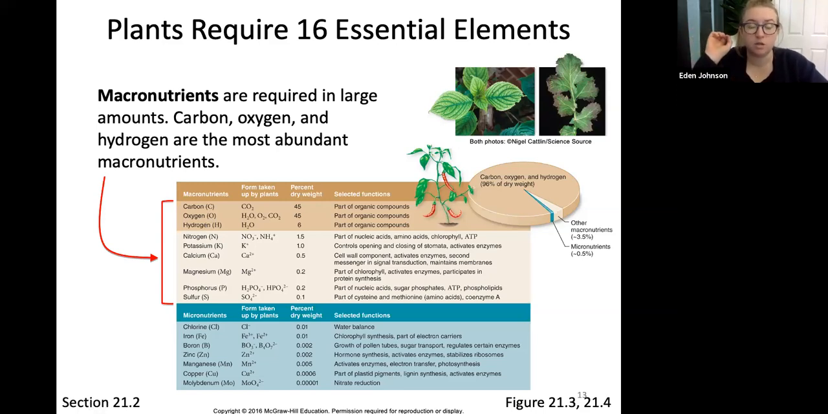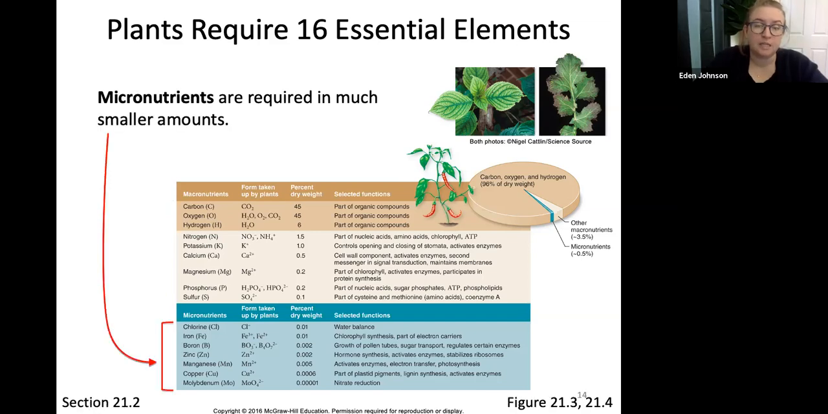You not only have those three most abundant macronutrients, which are carbon, oxygen, and hydrogen, but you have other macronutrients as well. I'm not going to ask you to know all of them, but if you knew five of the macronutrients and two of the micronutrients, you would be good to go.